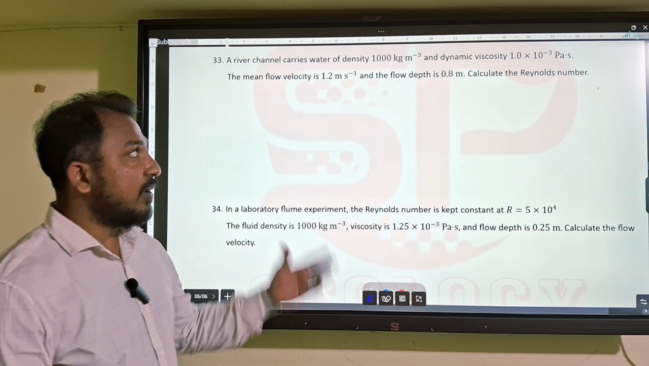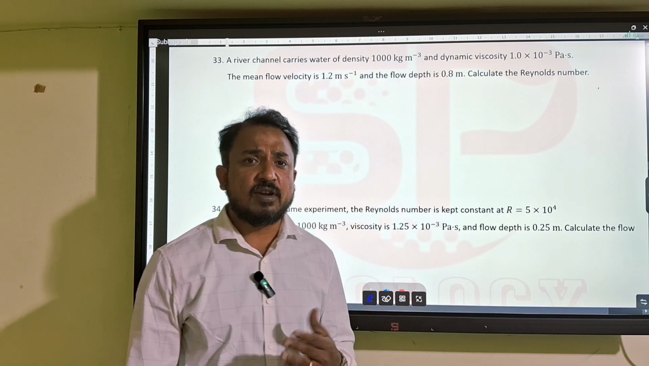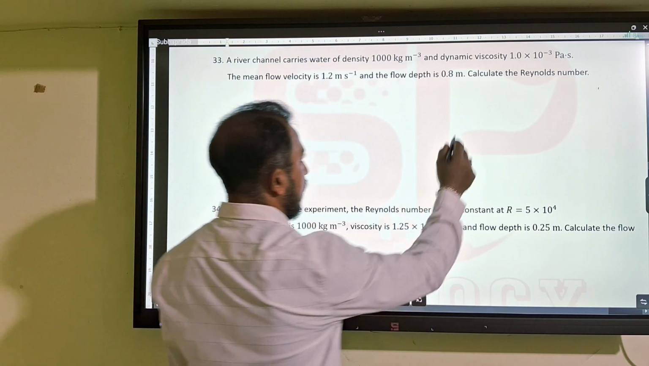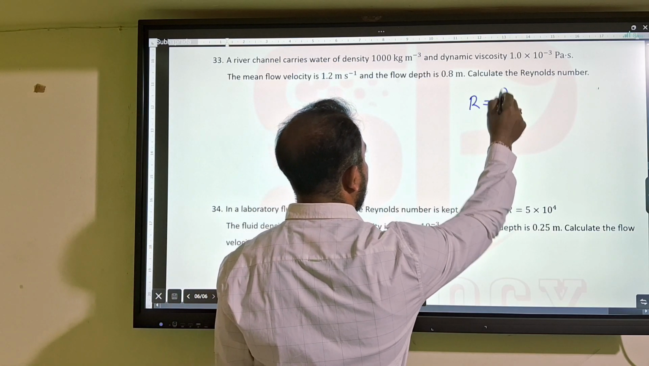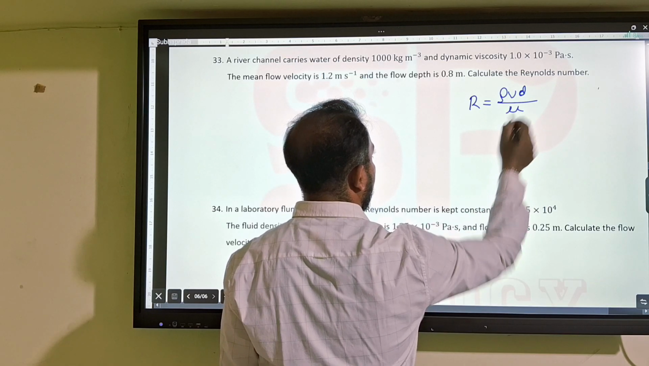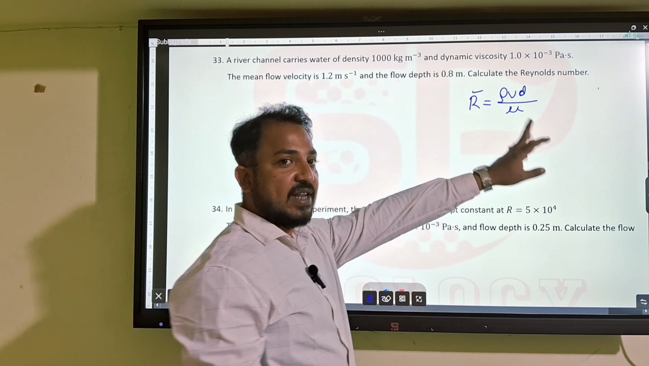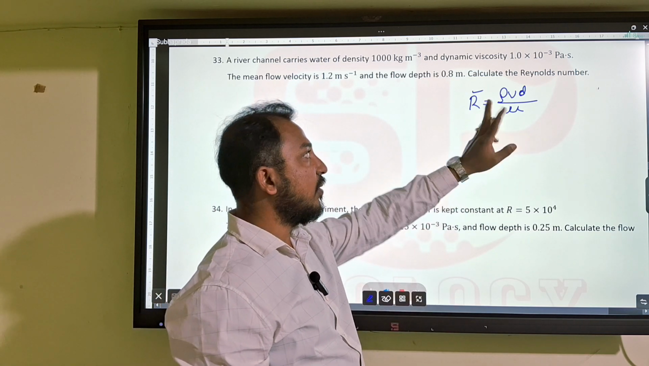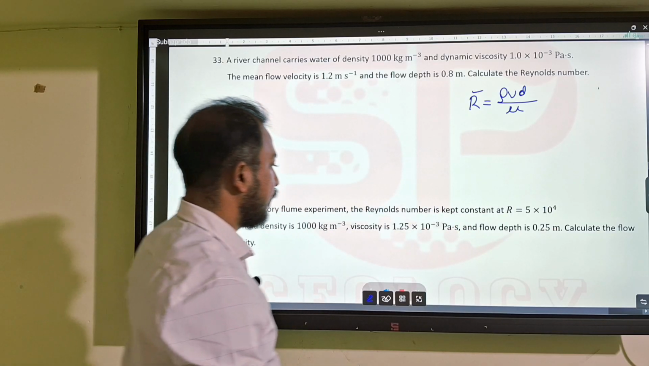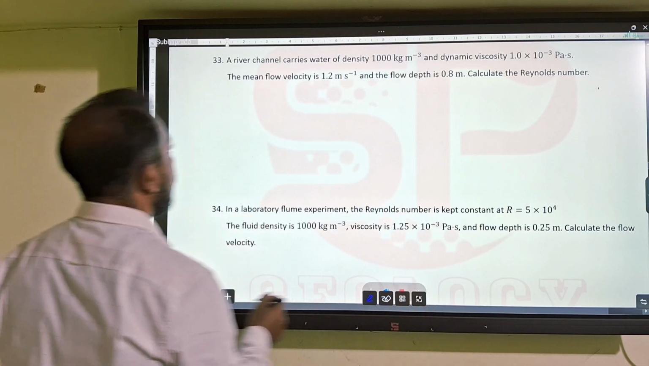Let's move to another type of problem, where it is the Reynolds number. Reynolds number is a dimensionless quantity which is used to determine whether a flow will be laminar or turbulent. It is calculated by this formula: Reynolds number equals rho V D by mu. R is your Reynolds number, rho is your density, V is your velocity of the flow, D is your depth of the flow, and mu is your viscosity of the flow. So we'll solve this problem on the basis of this formula.